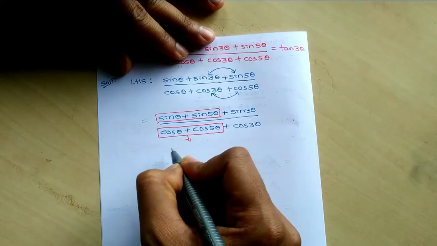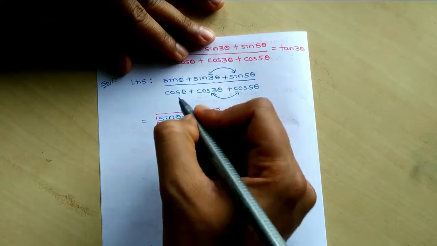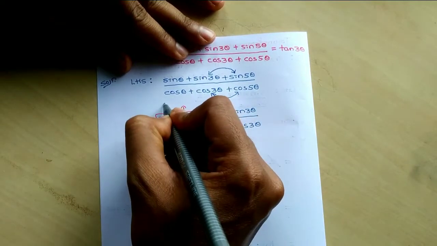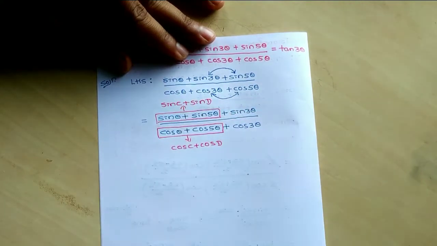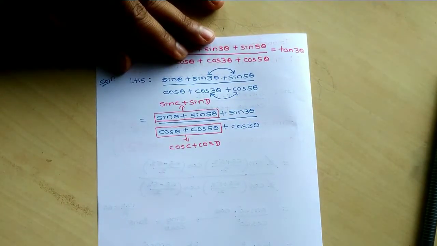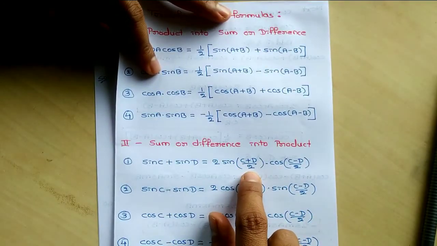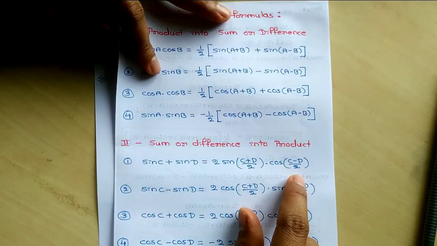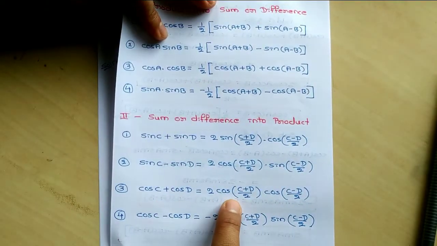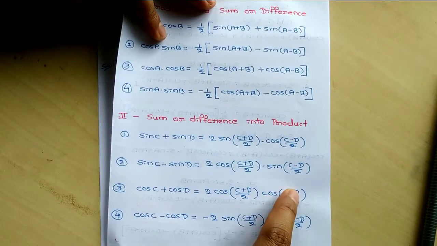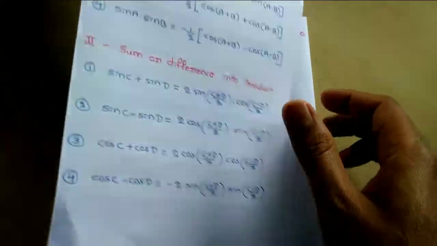Here you need to apply the cos C plus cos D formula. Here you need to apply the sin C plus sin D formula. Okay, so you know the sin C plus sin D formula is 2 into sin (C plus D) divided by 2 into cos (C minus D) divided by 2, and the cos C plus cos D formula is 2 into cos (C plus D) divided by 2 into cos (C minus D) divided by 2. These two formulas I am going to apply.